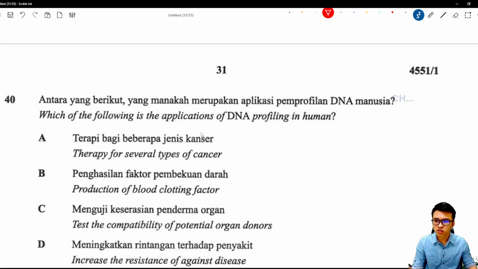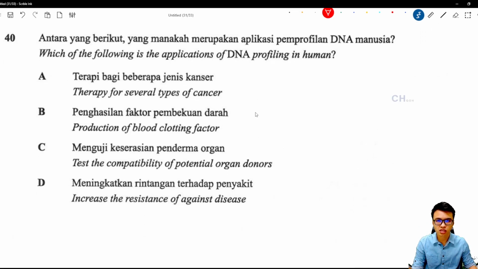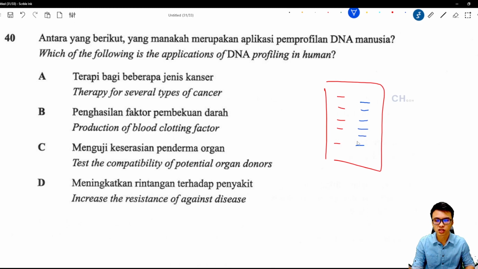Okay, followed by question 40. Which of the following is an application of DNA profiling in humans? What is DNA profiling? This is DNA profiling. We check whether the DNA band is matching with another individual or not. So it can be used to detect disease in humans. Therapy for several types of cancer? It's not a therapy, it's just a detection. It's just to find out whether you have cancer or not. We can use DNA profiling.